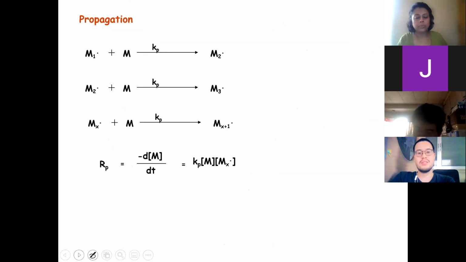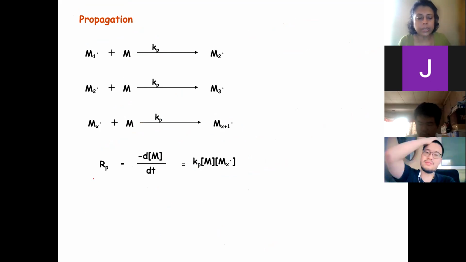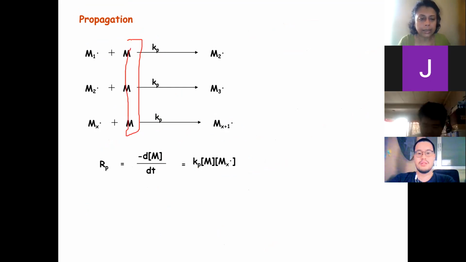Then comes the propagation. Propagation means, if you can see, all these radicals are attacking M. So it depends on the concentration of this and this. This is the constant. Or I can write Rp is equal to the rate of disappearance of M, which depends on the concentration of both, or multiple. To make it an equation, I am putting this constant.